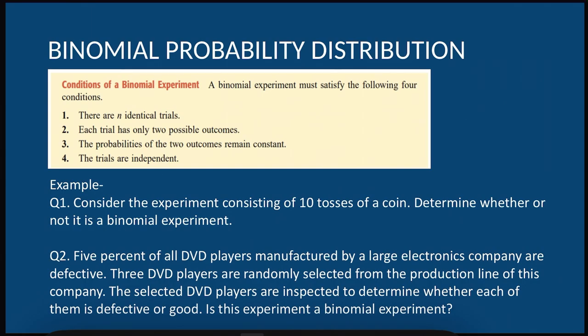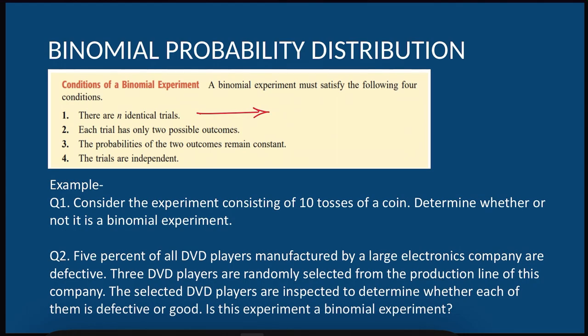To identify whether a random variable follows a binomial distribution, first of all we have to check four major conditions. The first condition is that there are n identical trials. For each trial, the trial should be identical. There is no change in the trials. For example, if I am tossing a coin, then all these experiments should be the same. They should be identical.